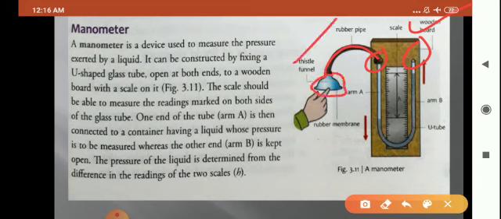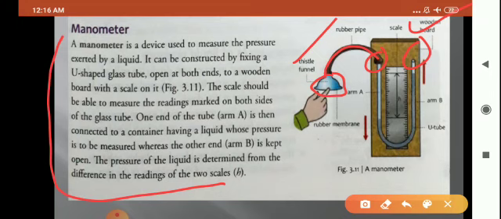Now how does this manometer help in measuring the pressure exerted by a liquid? With the help of a pressure difference. It shows pressure difference. Now how does it show pressure difference? Before that, first of all I am going to read this paragraph so that it is more clear to you.